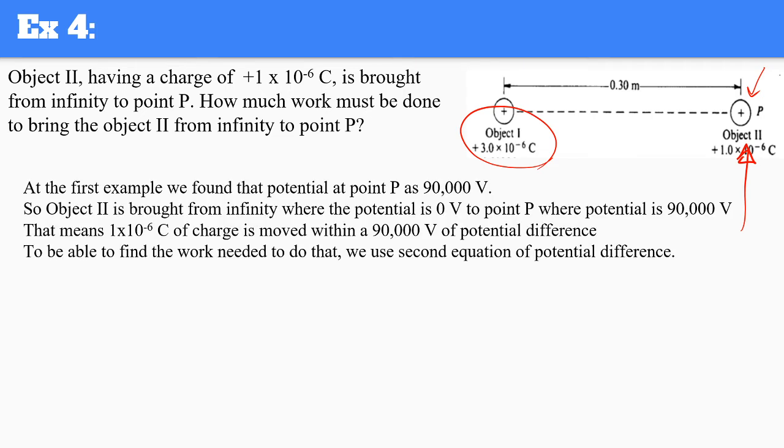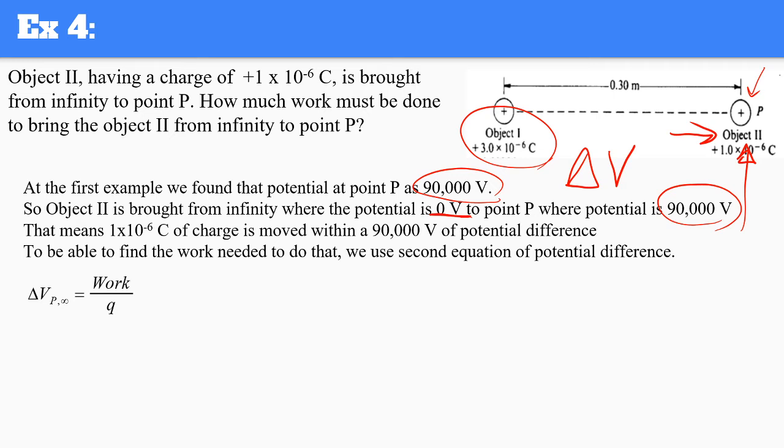At first example, we found the potential at point P as 90,000 volts. So object 2 is brought from infinity where the potential is 0. So what are we doing? We are bringing an object from a 0 potential point to a 90,000 volt potential point. So what does that mean? We actually have a potential difference, and we have a charge that we are moving within that potential difference.